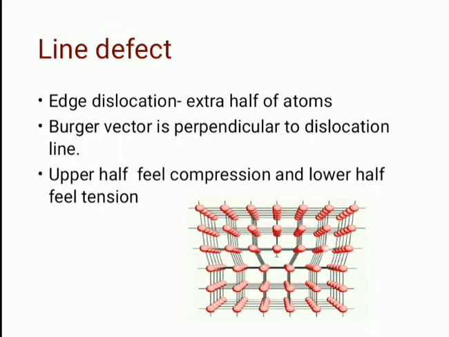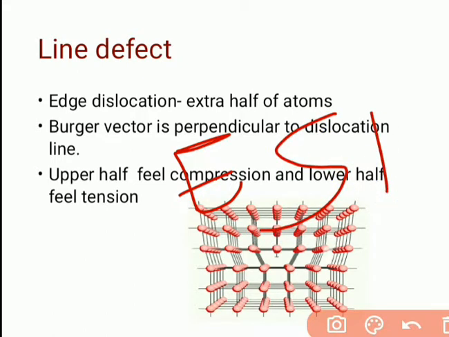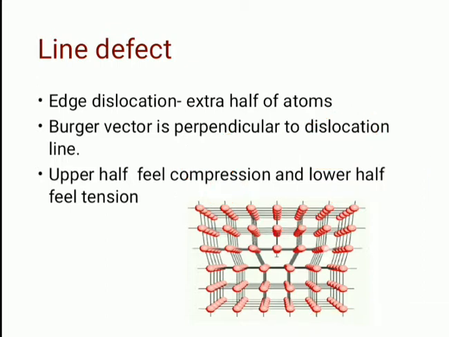In today's session, we will understand what all are the line defects. So, there are three types of line defect. First one is edge dislocation, second is screw dislocation, and third one is mixed dislocation. So, let us understand it one by one.